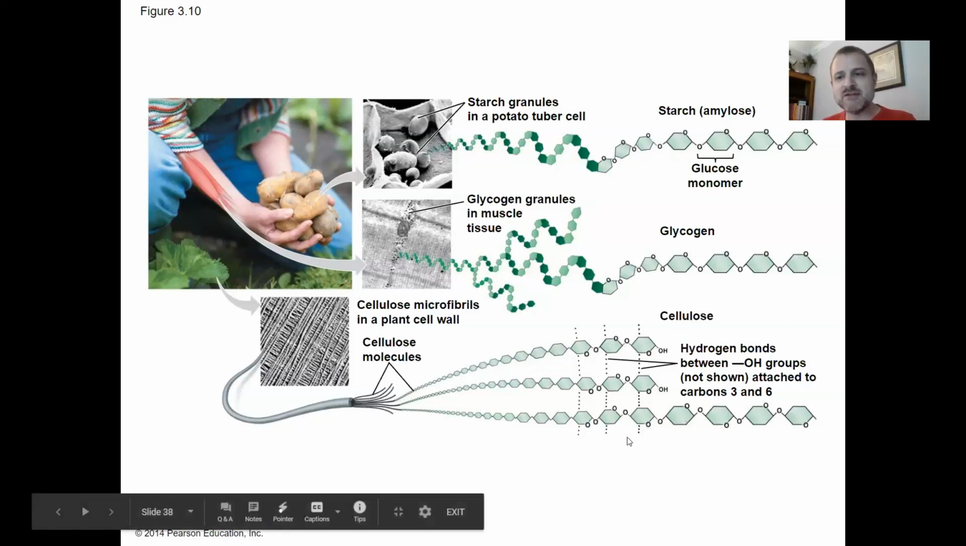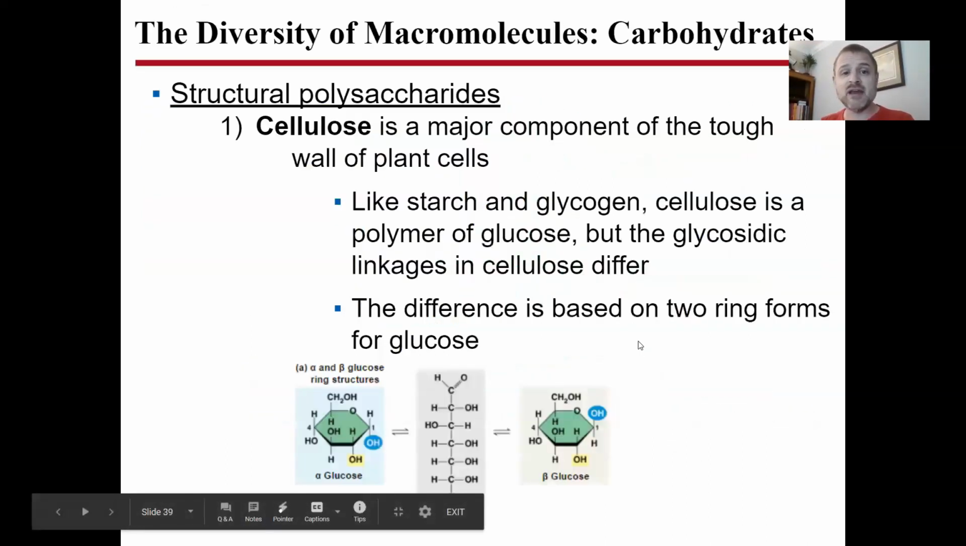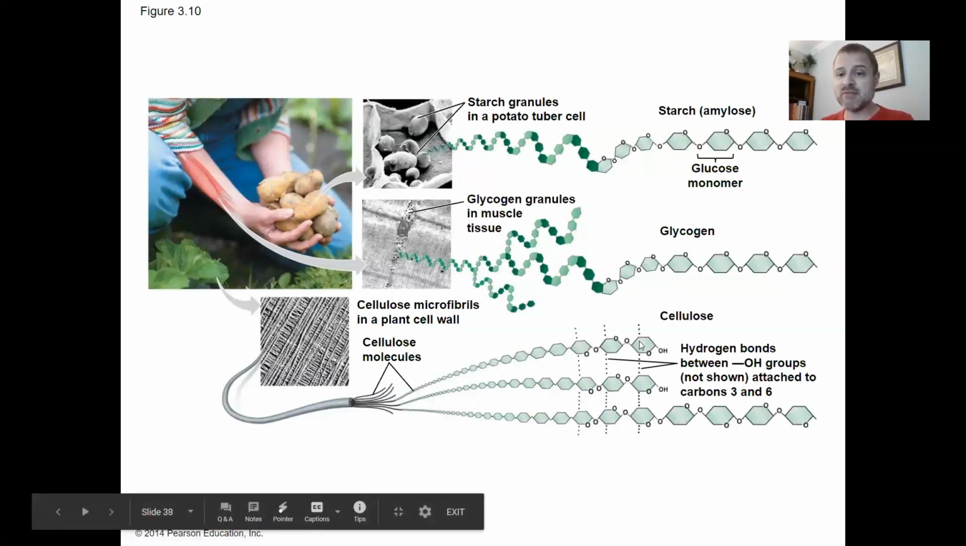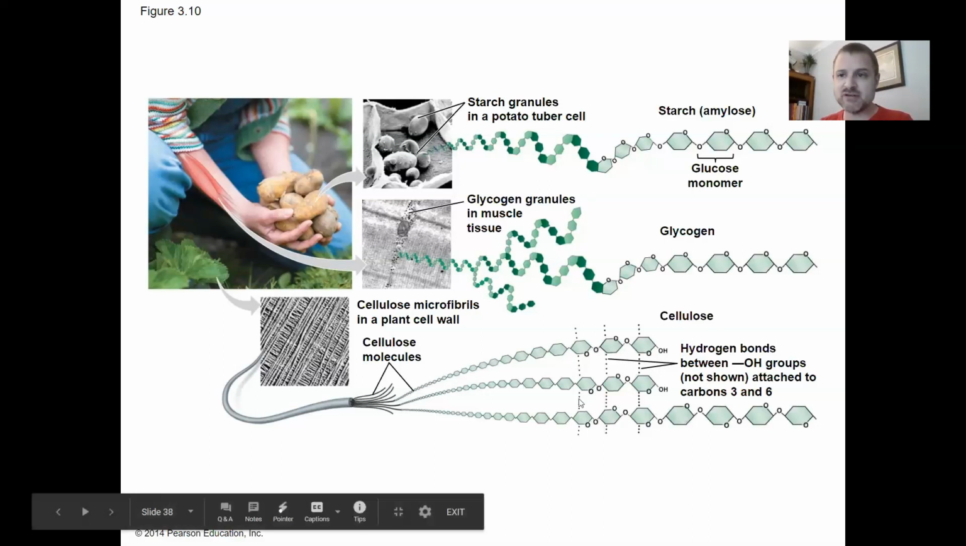So basically the difference is whether the alpha version of glucose or the beta version of glucose goes into the enzyme that makes starch or glycogen or cellulose. That dictates whether it's starch or glycogen, plant versus animal, or cellulose. And long story short, I'm getting ahead of myself, but you don't have enzymes that can break down cellulose. You can't break down this conformation of the polysaccharide.